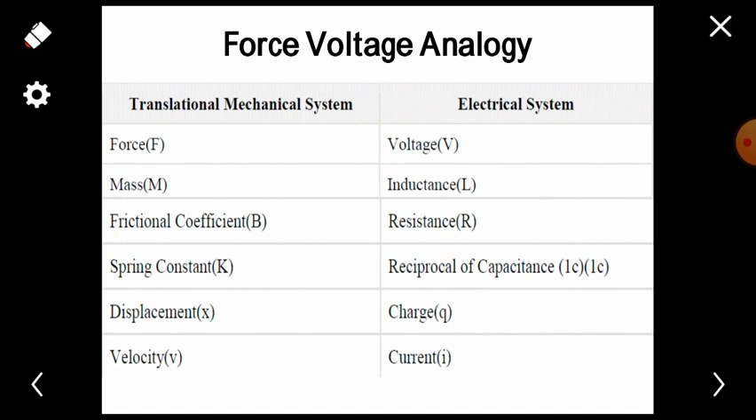First, we are going to know the force voltage analogous, that is, mechanical systems will be converted into electrical systems. In terms of electrical, force is changed to voltage, and mass to inductance, friction coefficient to resistance, spring constant to the reciprocal of a capacitance, displacement to a charge q, and velocity v to current I.